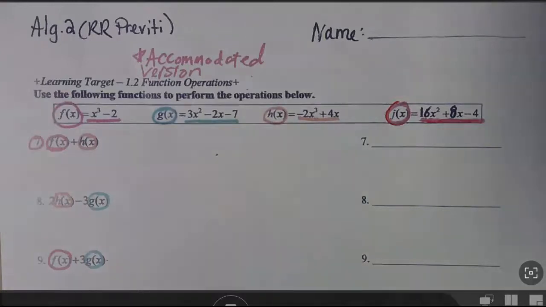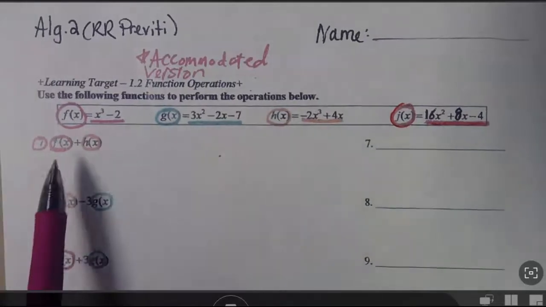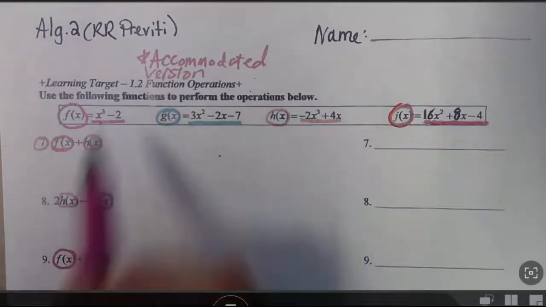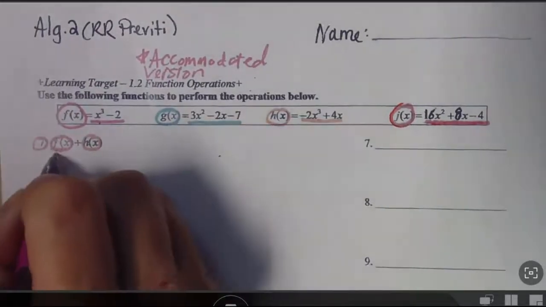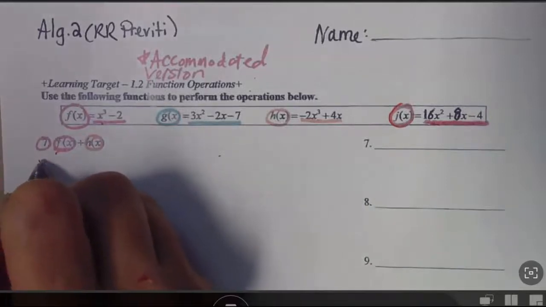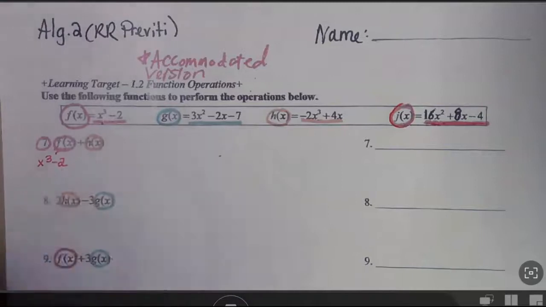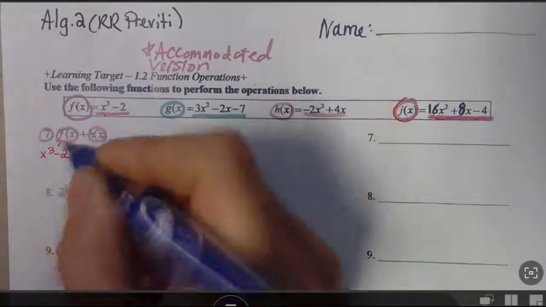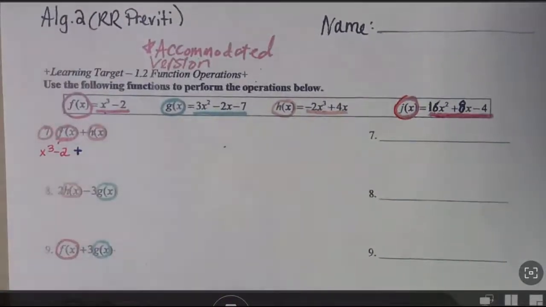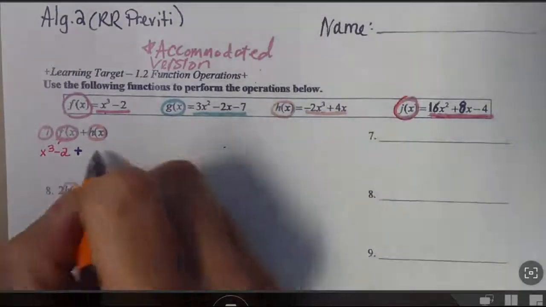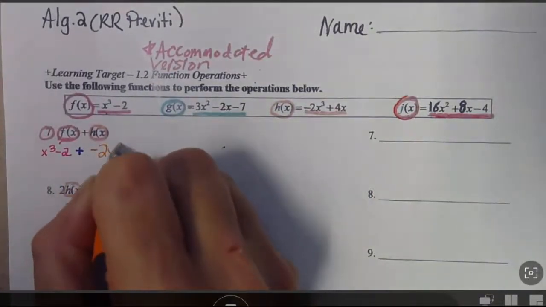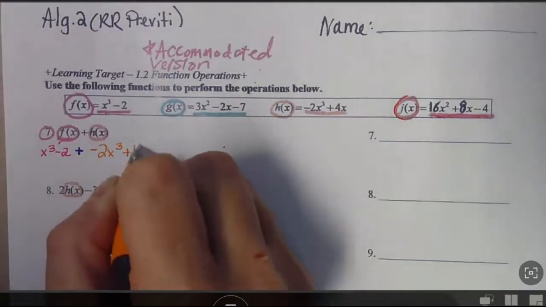So with number 7, you are taking function f of x, which is x to the third minus 2. So you're going to write that below, x to the third minus 2. And then remember, if there's an addition sign in the middle, it makes it real easy. We can just copy that addition sign. And you're going to add it to your h of x, which is, you have to be careful here, negative 2x to the third plus 4.